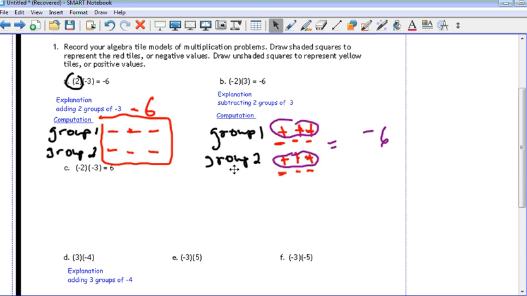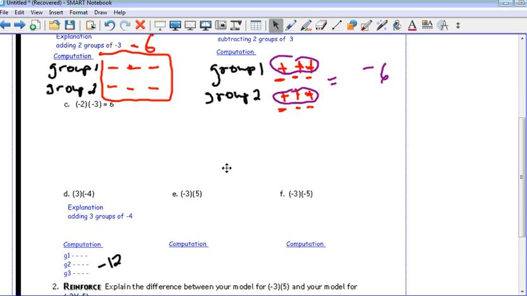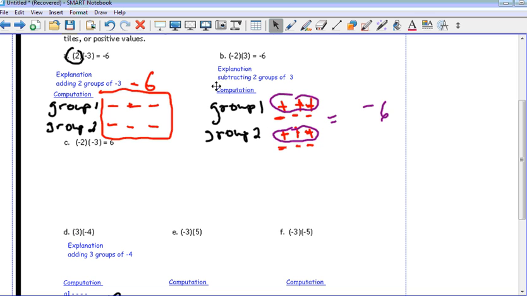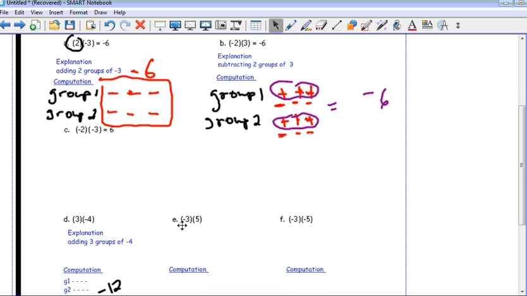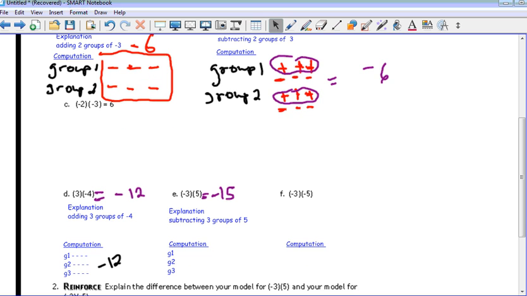Pause the video so you can get this down. Now, part B is a lot like part E. So I want you guys to write down the explanation right now. When we read -3 times 5, what does that actually mean when we explain it? We know 3 times 5 is 15, but because the signs are mixed, what's the answer going to be? Well, it's going to be -15. So pause the video right now and try to write down an explanation.